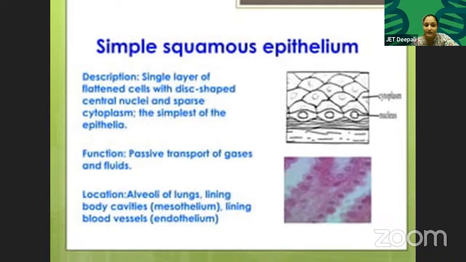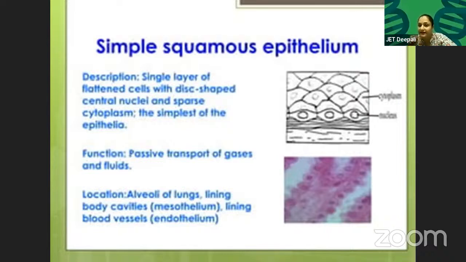Function: passive transport of gases. What does simple squamous epithelium do? Passive transport of gases and fluids. Location: alveoli of lungs, the air sacs. Lining body cavities, mesothelium. All the body cavities are lined by this simple squamous epithelium.